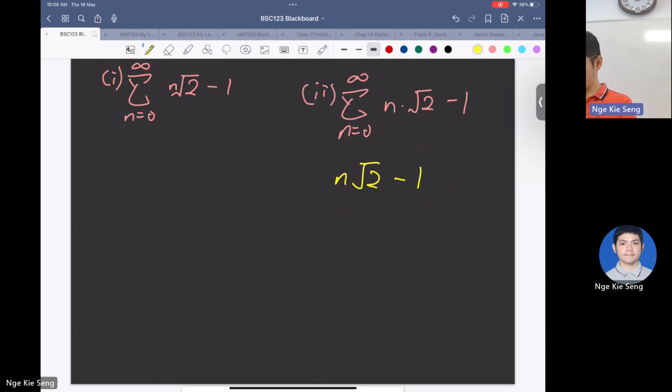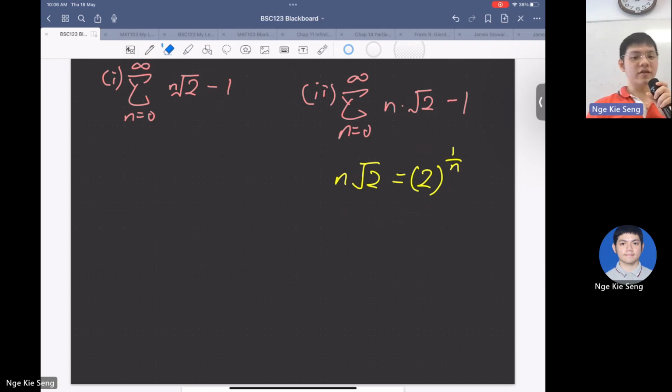Okay, so let's see. Can we rewrite this or not? This is 2 to the power 1 over n. Okay, which is what? Do the first one first. Let's try the first one. Anyone manage to do something? Try something? No.